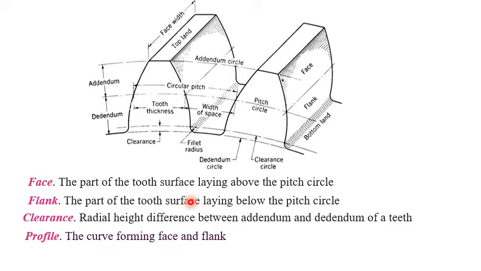Next, profile. This is nothing but the profile of a tooth: the curve forming the face and flank. This curve is nothing but the profile. Next one, top land. See, this is called the top land. It is the surface of the top of the tooth.